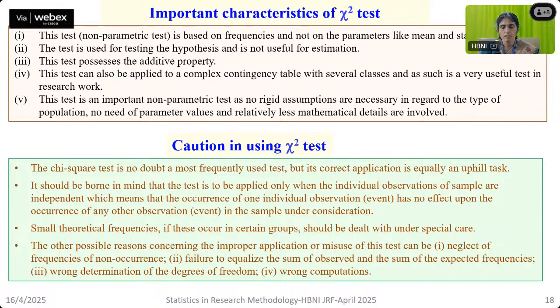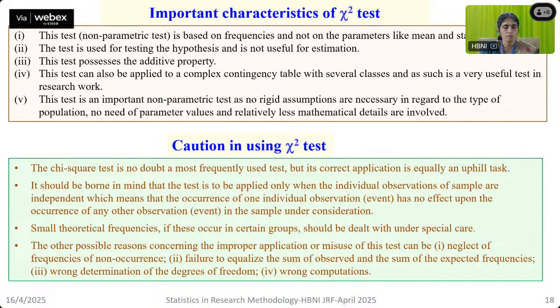Okay. Only when the individual observations are independent, that also is a very important factor. The observations do not interact or the parameters do not interact with each other. If at all while observing, while taking the measurements, there is an interference or effect from the other parameters, definitely one has to be very careful while applying chi-square. It is better not to take up this test.